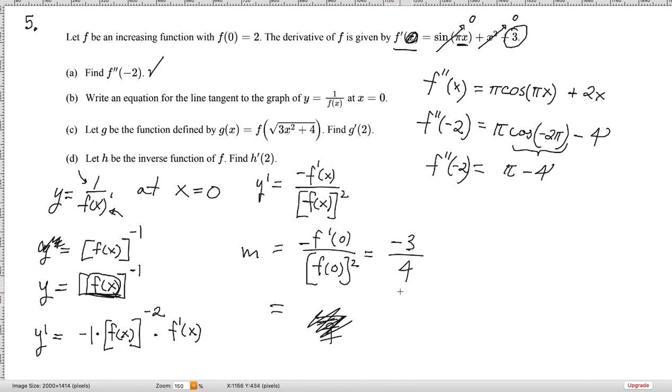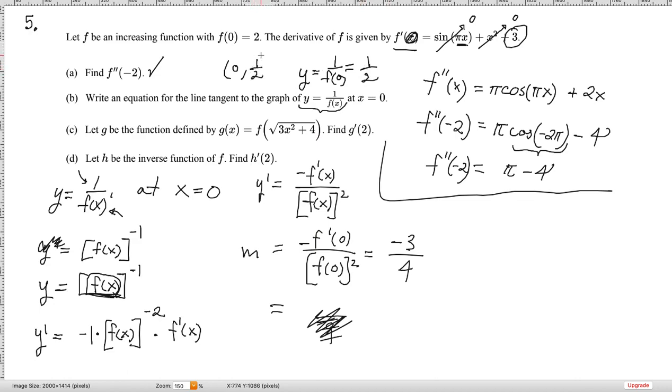And then this is the slope of my tangent line. Now I need to just write the equation for a line essentially, right? So I know another point on this curve is y, when x is 0, it's 1 over f of 0. I want to know what this curve looks like, y equals 1 over f of x. When x is 0, y is going to be 1 over f of 0, and then f of 0 is 2, so it's 1/2.